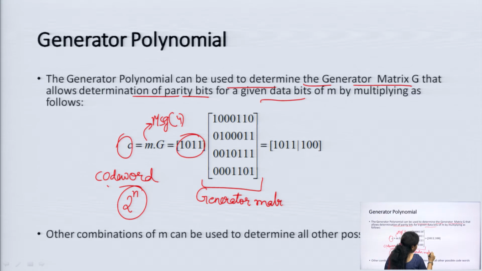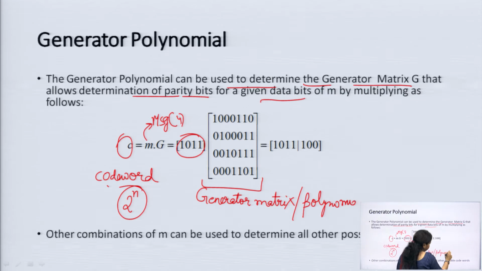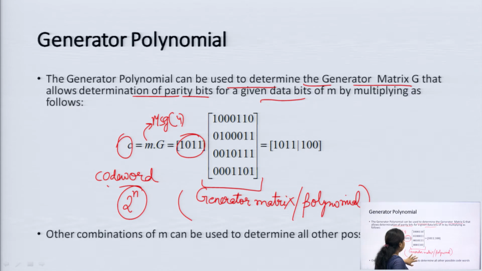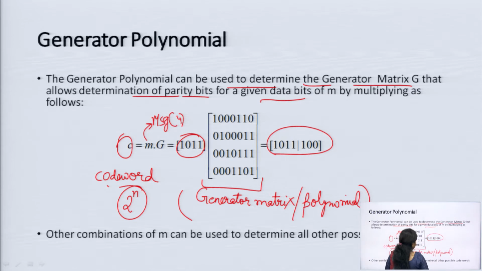You can say, or this is the generator polynomial. So, this is the generator matrix or the generator polynomial. This is the message you have to multiply. Simply the matrix multiplication will be applied over here, and then this will be equivalent to the code word. So, 2 to the power n number of code words will be generated over here. This is the first code word that has been generated.